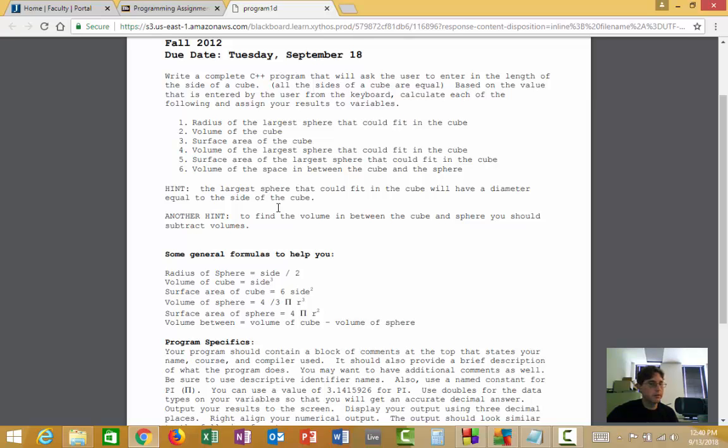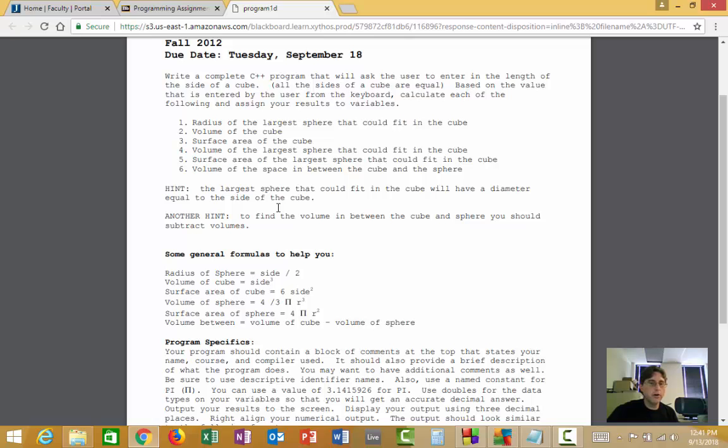The volume of the sphere, we've already done that, right? 4/3 pi r cubed. Watch out for integer division on that. So you want to do 4.0 divided by 3.0. Surface area of the sphere, we've done that before already. 4 times pi times radius squared, right?